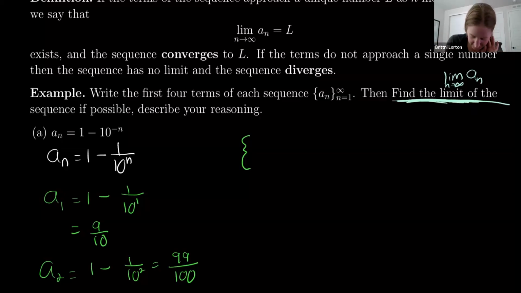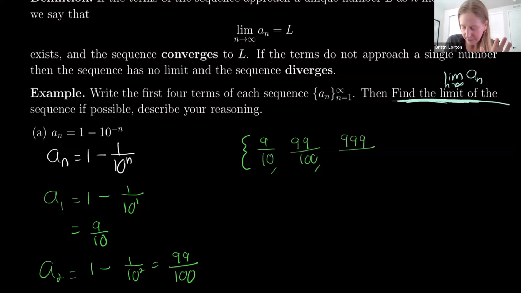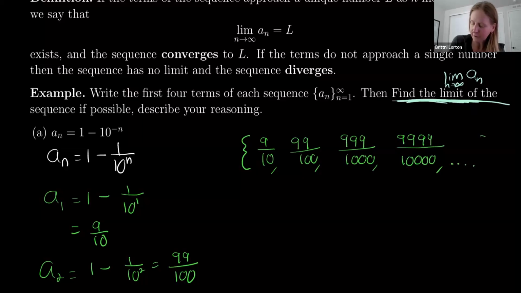So I got, what did I get? 9 over 10 as the first one, and then 99 over 100. Maybe you're using your calculator, maybe you're doing some arithmetic in your head. I got 999 over 1,000 for the third one. I got 9,999 over 10,000 for the fourth one. I found the first 4 terms and I wrote it down with the correct notation, including the curly brackets and the dot, dot, dot. And then I have to find the limit.